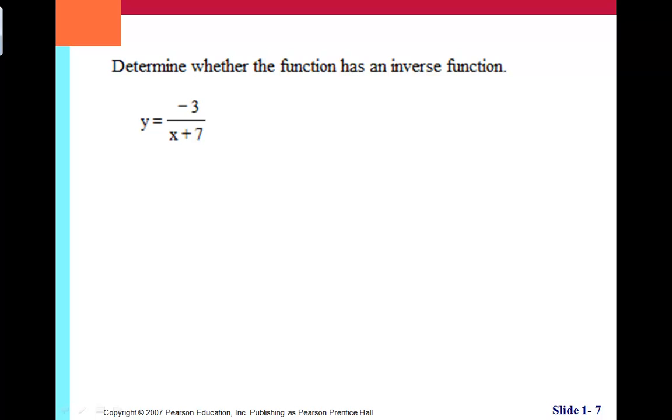So here we want to see if this thing has an inverse function. If you want, you can actually graph this in your calculator. So I'm going to do that first, just so we can get a picture of it. We're going to put this function, y equals -3 over x plus 7, in our calculators.